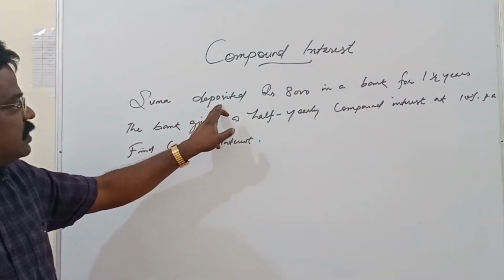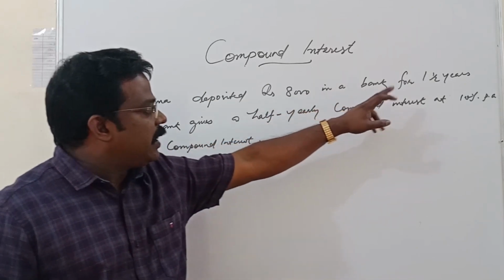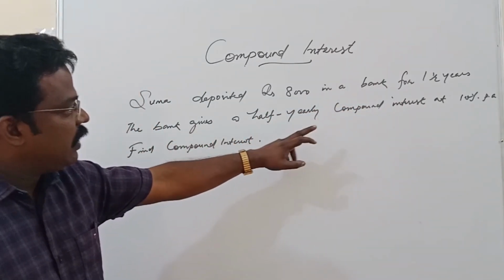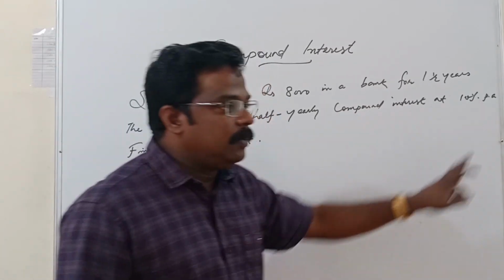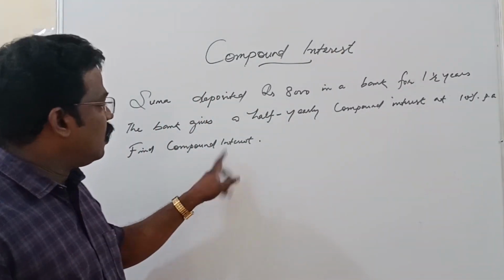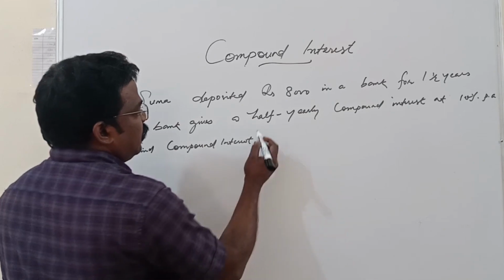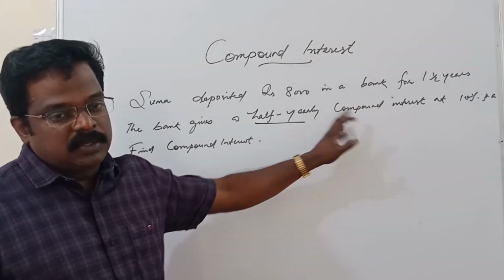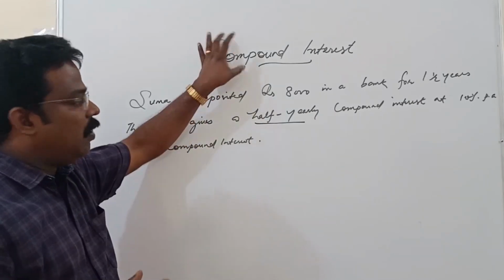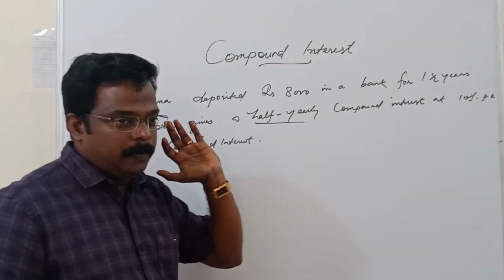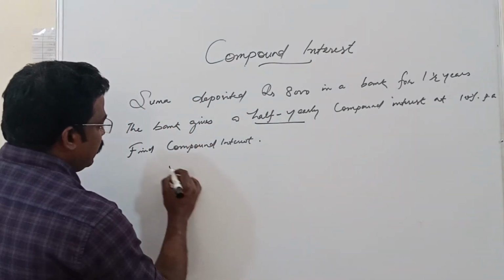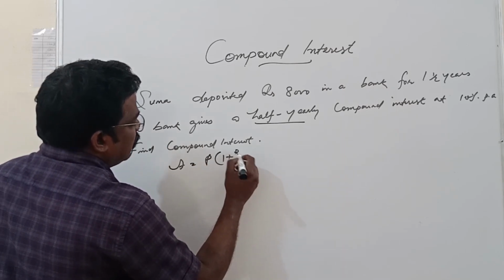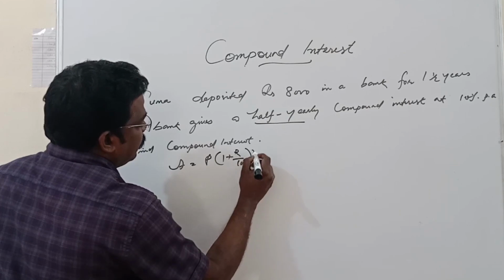Suma deposited rupees 8,000 in a bank for 1.5 years. The bank gives a half yearly compounded interest at 10% per annum. In this question, you have to see this half yearly compounded. So we have to calculate compound interest half yearly. So here the equation is A equals P into 1 plus R by 100 raised to N.